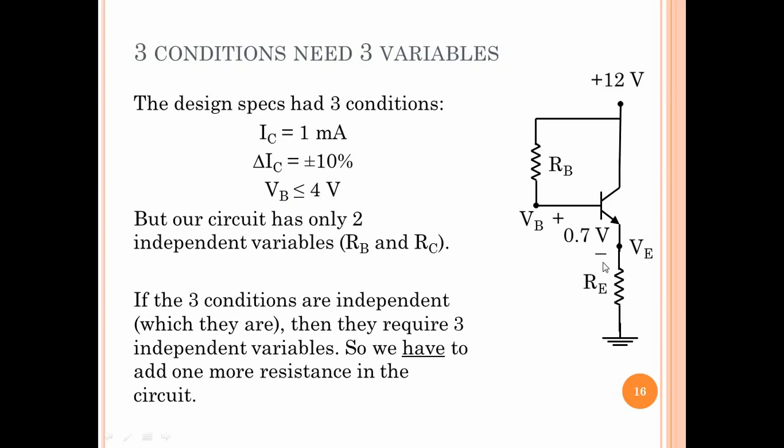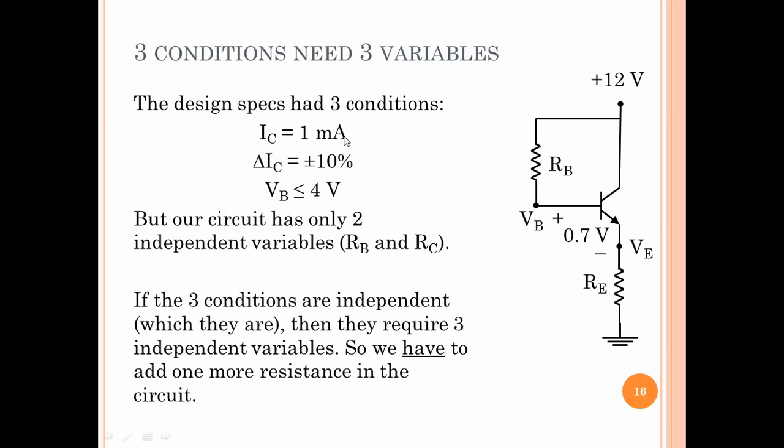Three independent conditions. Our circuit that we have designed has actually only two independent variables, RB and RE. Nothing else is in our control. 12 volts is given to us, plus 0.7 is a property of the transistor. Two variables cannot be used to satisfy three independent conditions. We have to have three independent variables. So we have to add one more resistance to this circuit so that we can get three equations that satisfy these three conditions. So that's what we do.